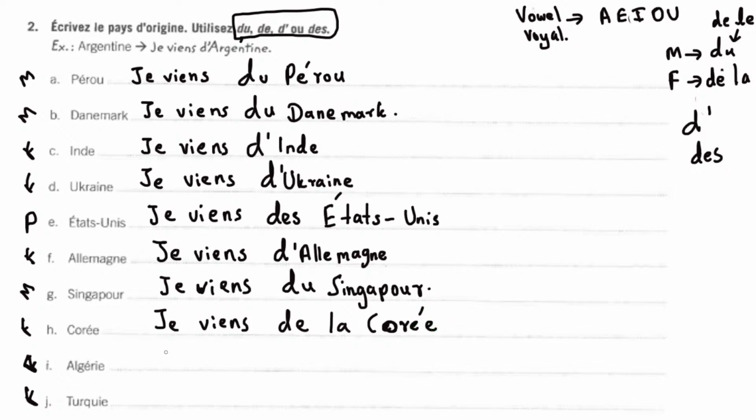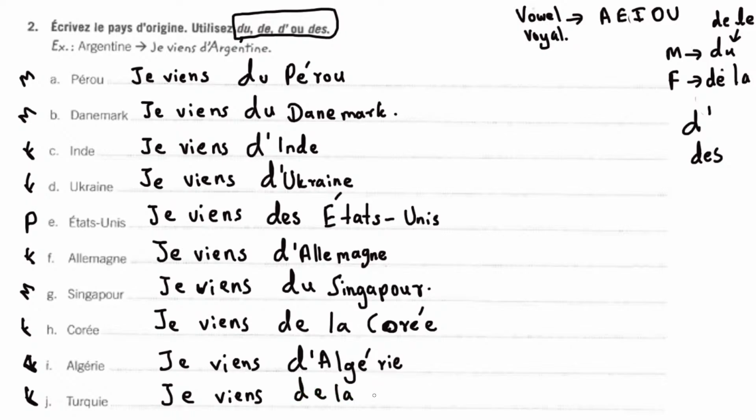And then this one here is a vowel, so this one comes as je viens d'Algérie. And this one is Turkey, and this is feminine. So je viens de la Turquie. In French, you don't say te, it's tu. So Turquie.